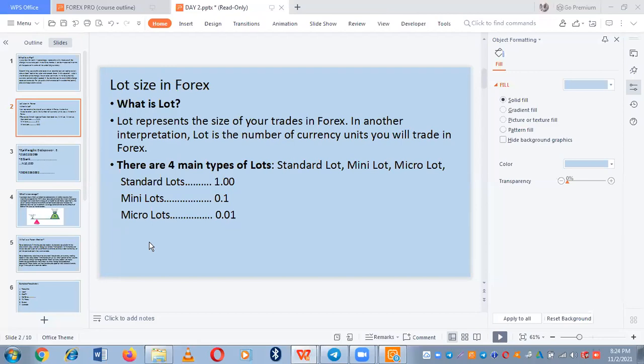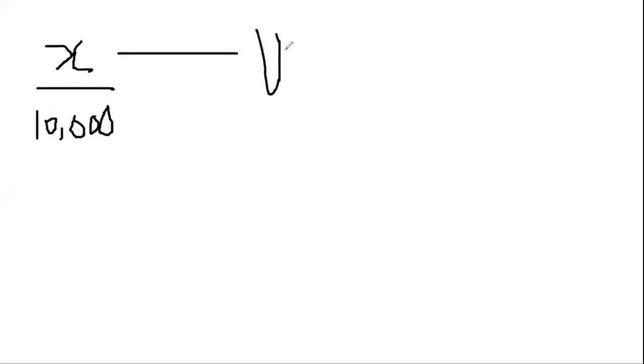I decided not to add the nano lot because the nano lot is the type of lot size that is negligible. So let me quickly start. I have to be fast now. Now, for lot size, I have a formula I use for it. It's a very simple formula we all know in mathematics. If we have x over 10,000, let's say x is the unknown. You know, in mathematics, we always find the unknown. And I always ask myself one question: when am I going to stop finding the unknown? Which I know is not possible.